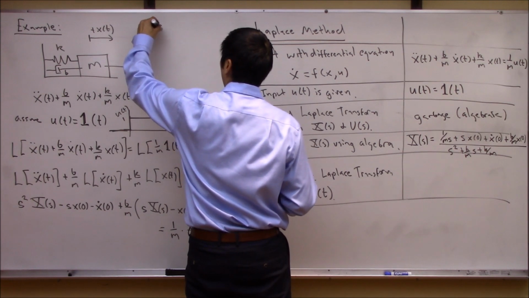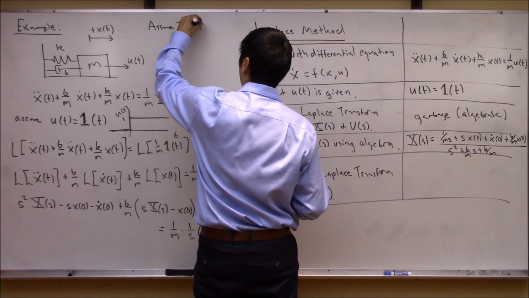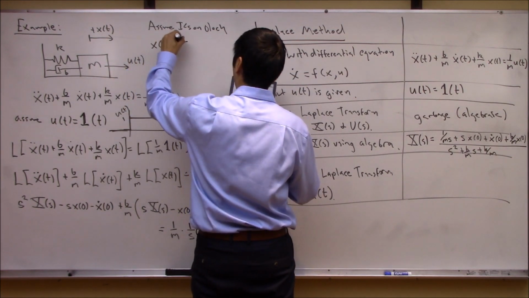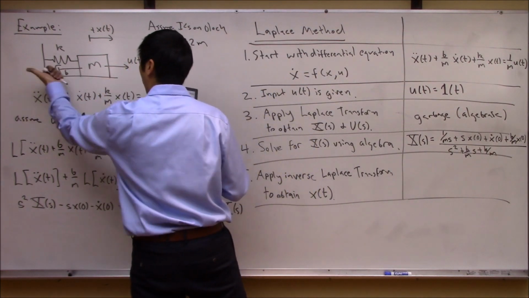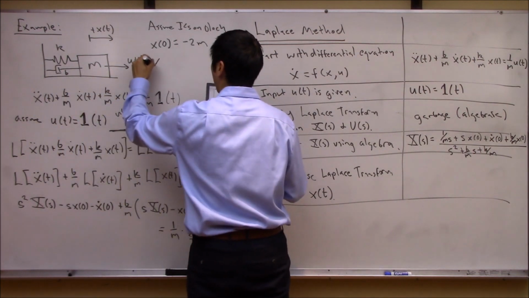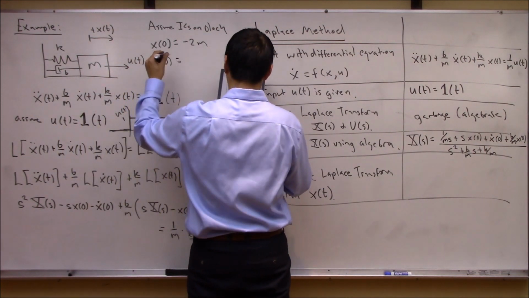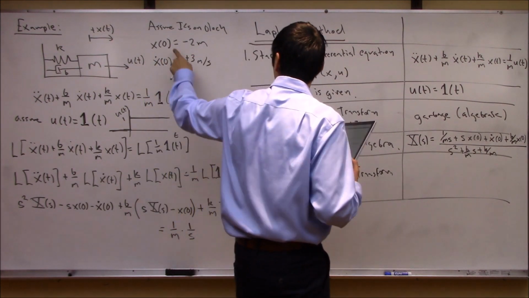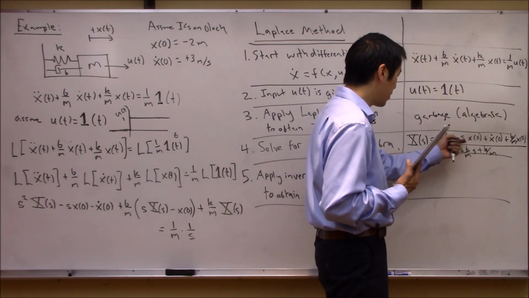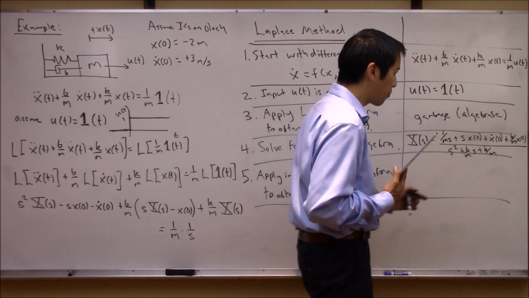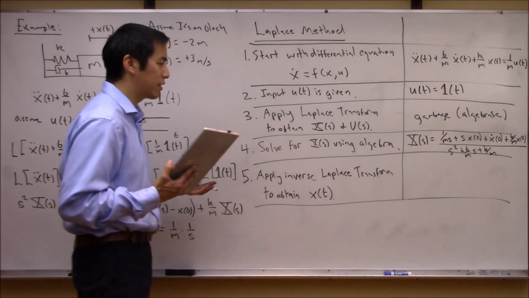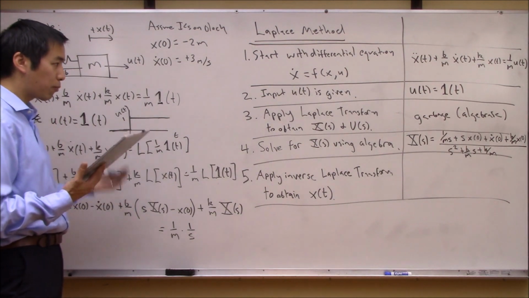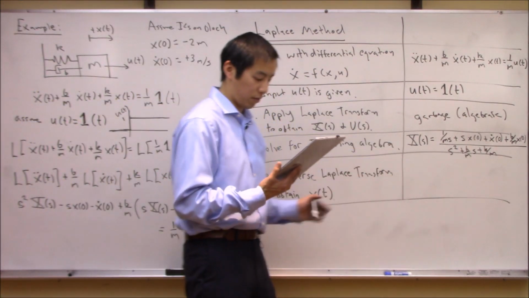assume some ICs on the block, right? Let's say that this thing had an initial position of -2 meters, right? So it actually started over here, and then it had an initial velocity of +3 meters per second, right? All you got to do now is plug these numbers in here, and you also plug in the mass of the block, the spring constant, the damping ratio, all that kind of stuff into the expression, and you end up with, at the end of the day, just an expression for X of s, right? You end up with this, right?